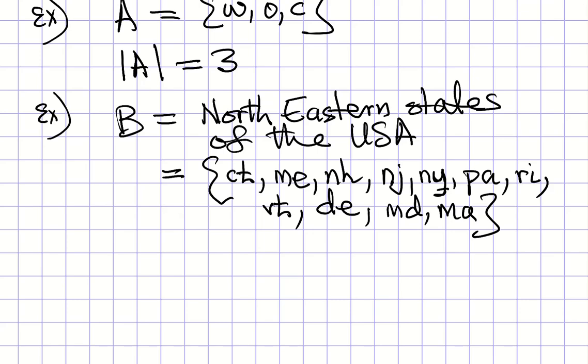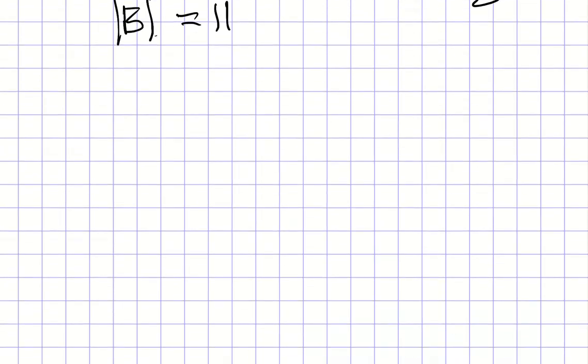So how many states are there? 1, 2, 3, 4, 5, 6, 7, 8, 9, 10, 11. So since you have 11 states, if you're looking for cardinality, you write it like that. Cardinality is just 11. That's all. That's what that says. So we'll move on to another example.